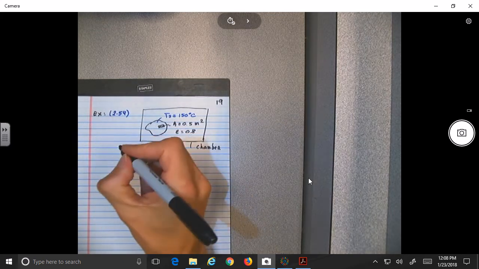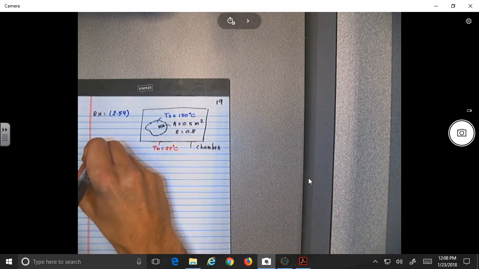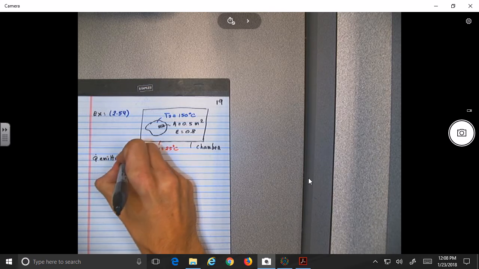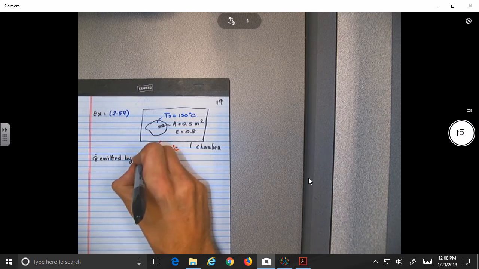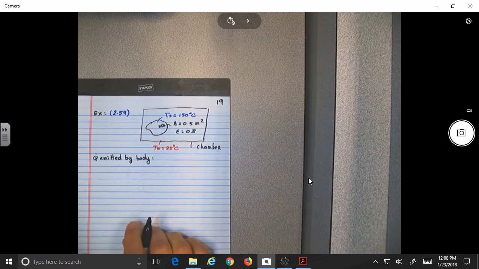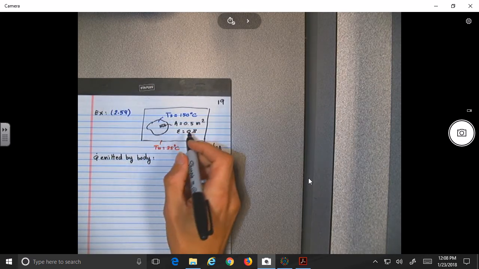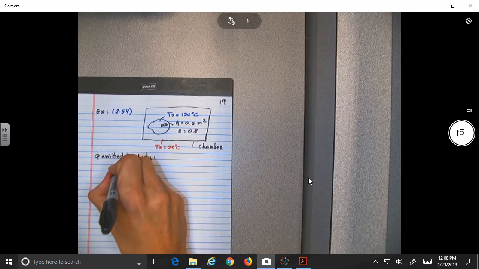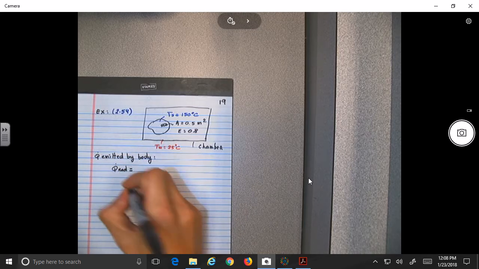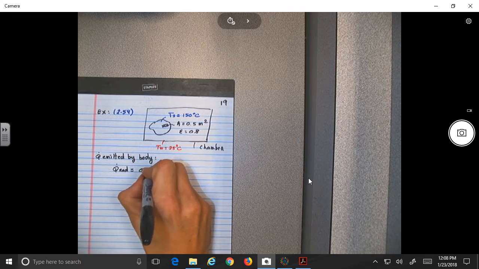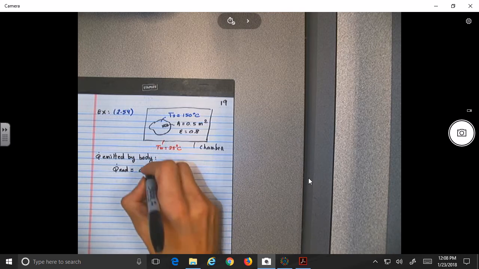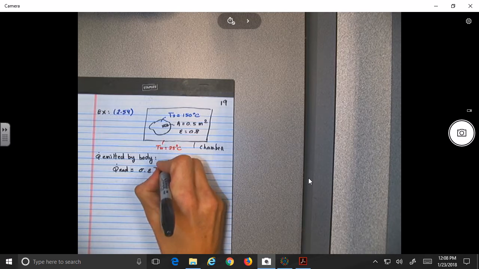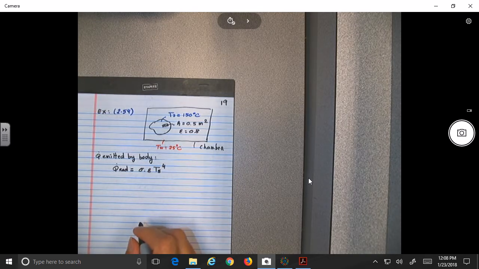heat, so Q emitted by the body. Since there is no medium here, we know it's going to be radiation, so Q radiation. What is the expression? Sigma epsilon, and here will be what I call T surface to the fourth, no?